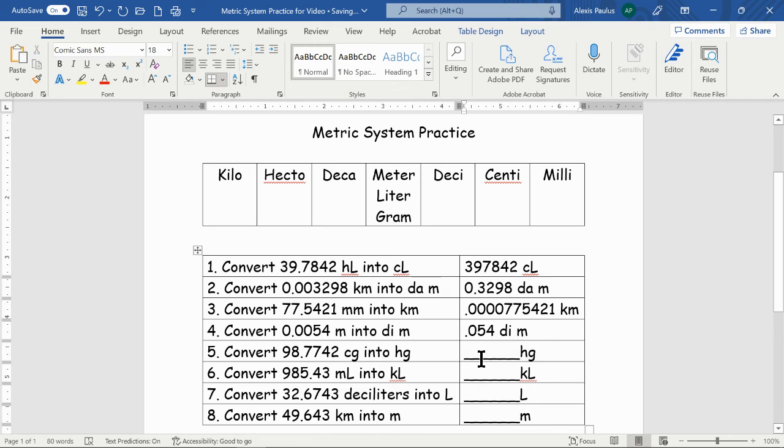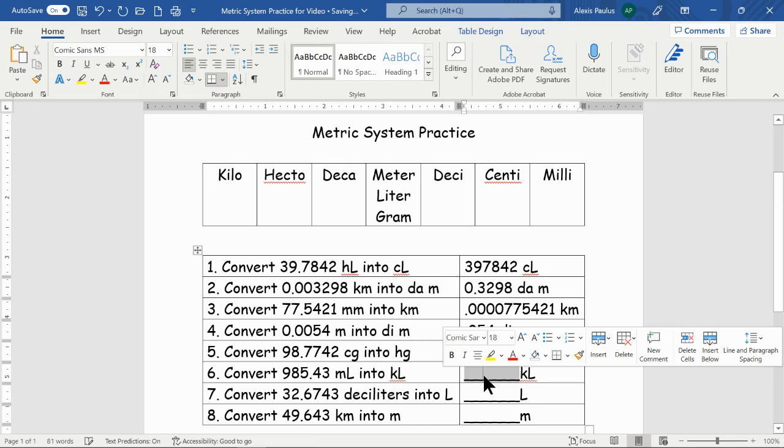Centi to hecto. We're going 1, 2, 3, 4 spaces to the left. So I've got 1 space, 2 spaces, I'm going to need 2 zeros, 0.0098 7742. My number is getting smaller. My unit prefix is getting bigger, so the logic is sound.